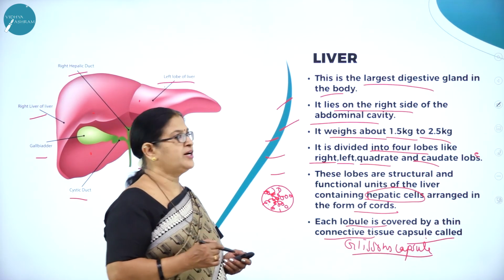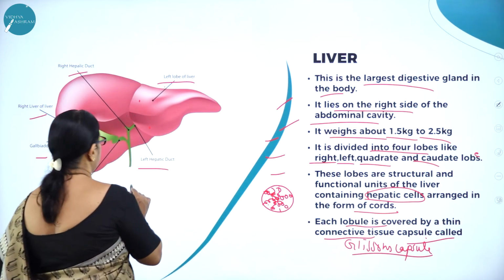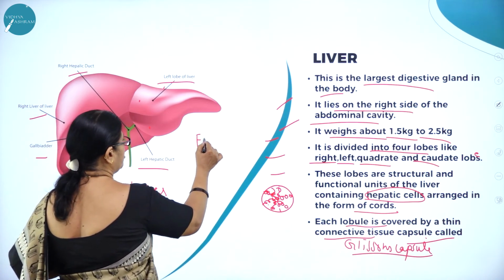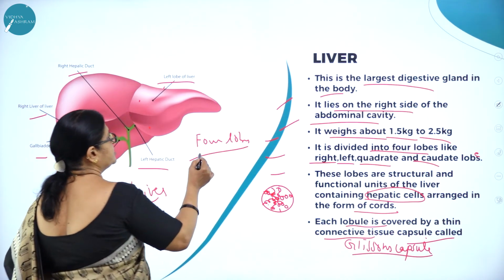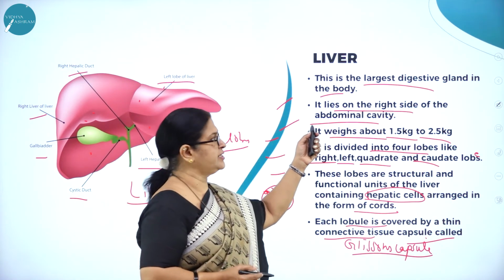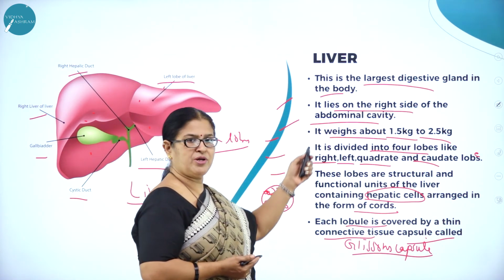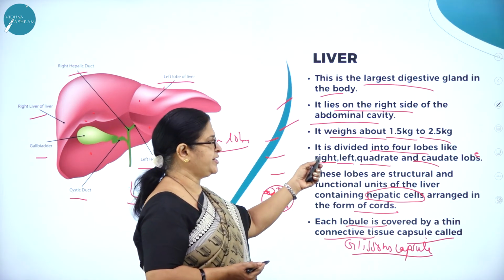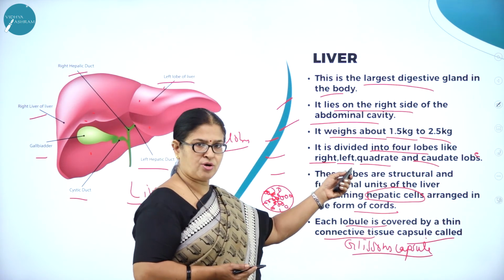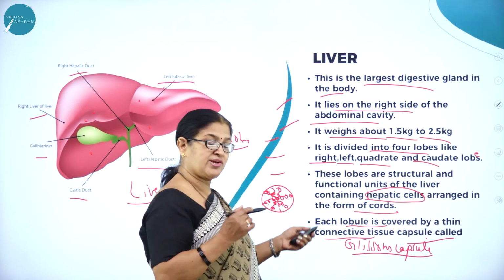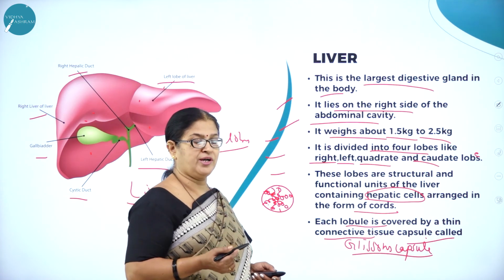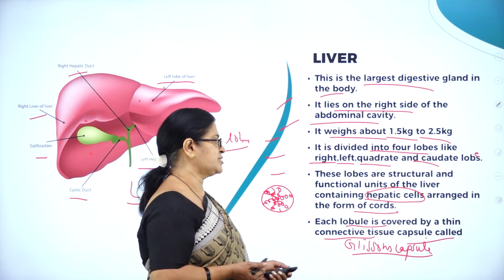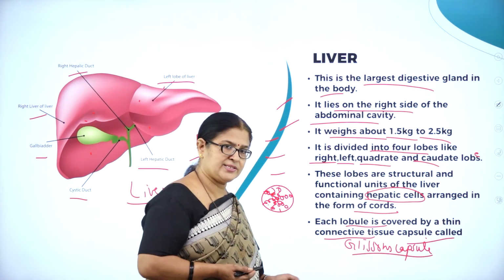So here you can see the beautiful picture of the liver, which is divided into right and left lobe, divided into 4 lobes. The liver is the largest digestive gland in the body. It lies on the right side of the abdominal cavity. It weighs about 1.5 kg to 2.5 kg and is divided into 4 lobes: right, left, quadrate and caudate lobes. These lobes are the structural and functional units of the liver containing hepatic cells, or liver cells, arranged in the form of cords. Each lobule is covered by a thin connective tissue capsule called Glisson's capsule.